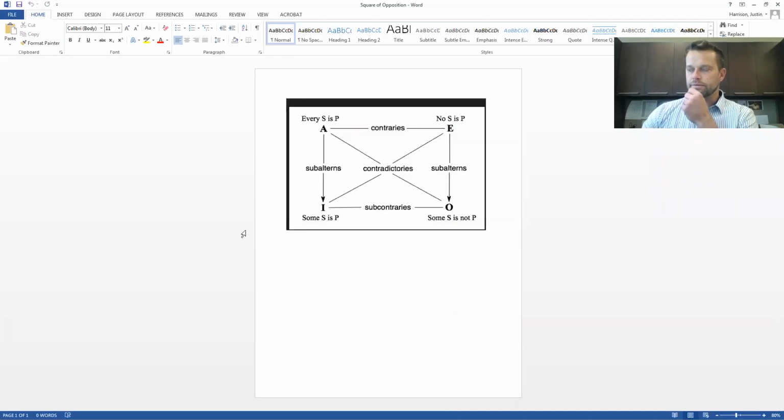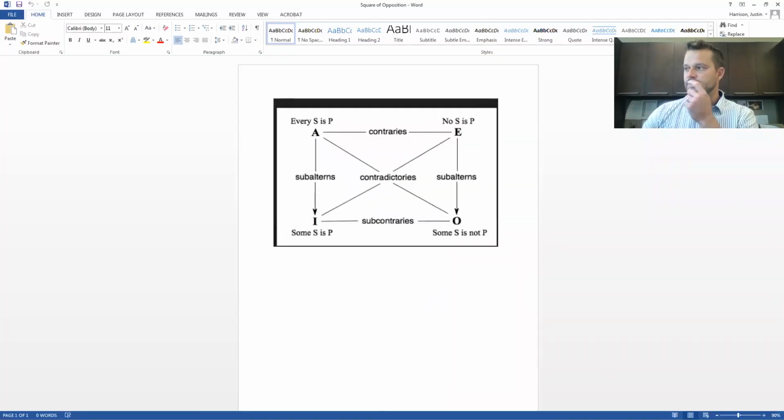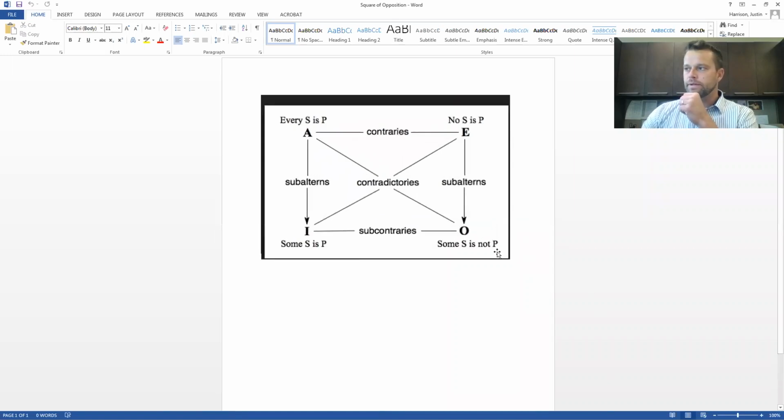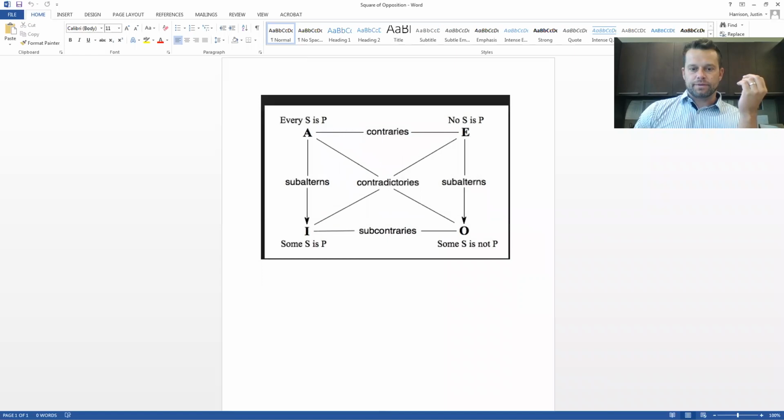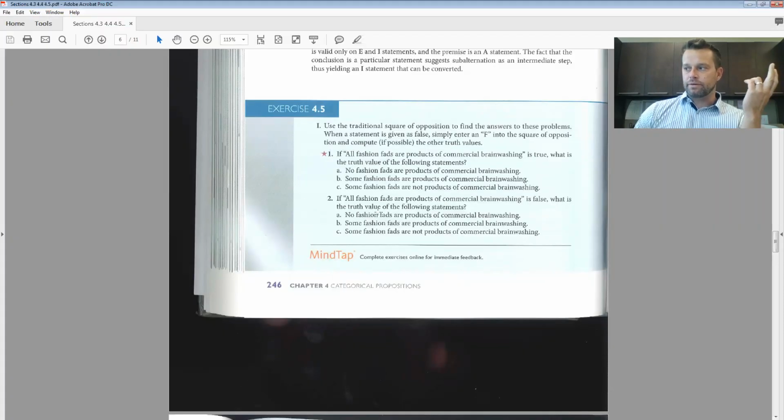Well, if we look at our square of opposition, again, this is from the traditional viewpoint, every S is a P, or all SRP, is an A-form statement. Now, what the problem says is that this statement is given as false. So we know that our A statement is false, and then we have to determine the truth value of the 3 related categorical propositions.